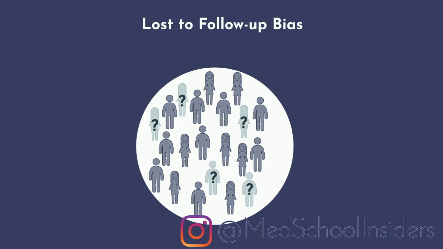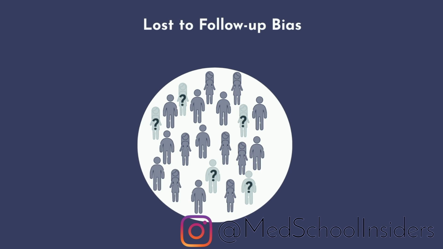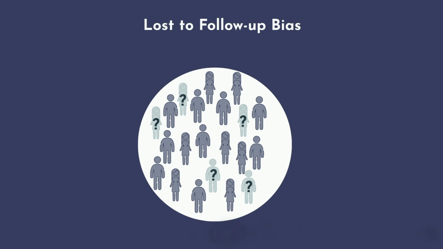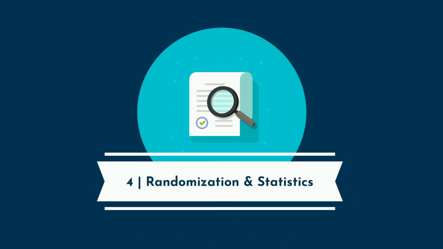This leads to a selection bias when the loss to follow-up is not the same across the exposed and unexposed groups. There are many other biases, but we don't have time to explore each and every one here. Good research minimizes the effects of confounding and biases. How do we do that?